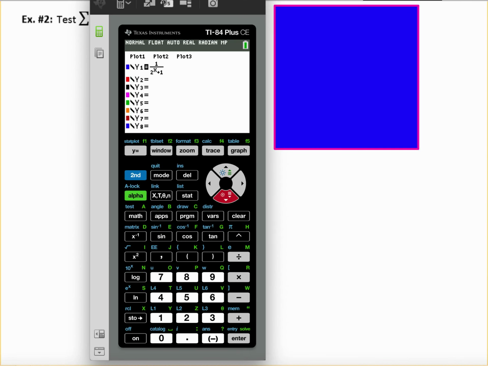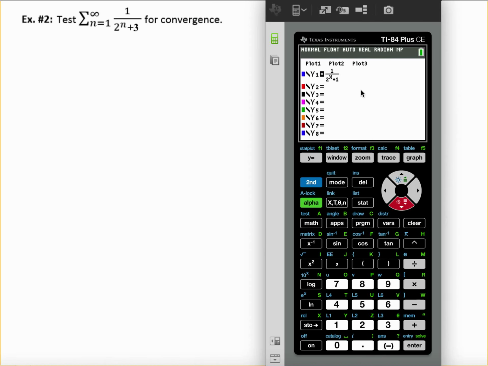So here it is on my calculator. You know what? Let's go ahead. This should be plus 3. There we go. Let's go ahead and graph it and see what happens. Ooh. All right, so it looks like it's above the x-axis, and then it starts to decrease and it goes down below. We can zoom in a little bit, but what I really want to do is compare this to a function that is always going to be above or that's always going to be below. So what could we compare it to?